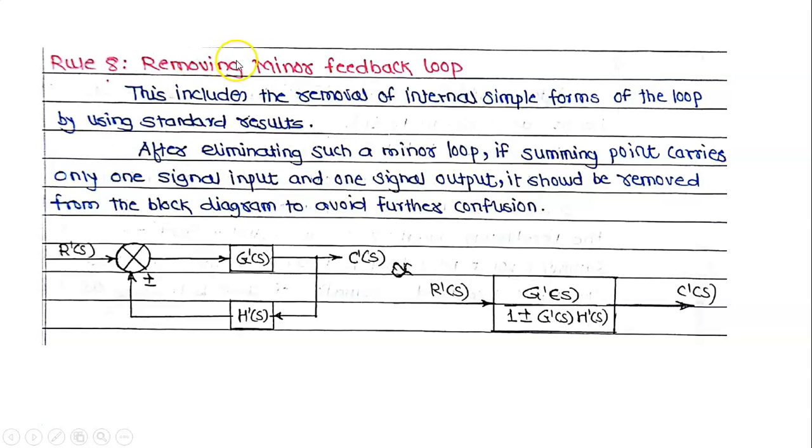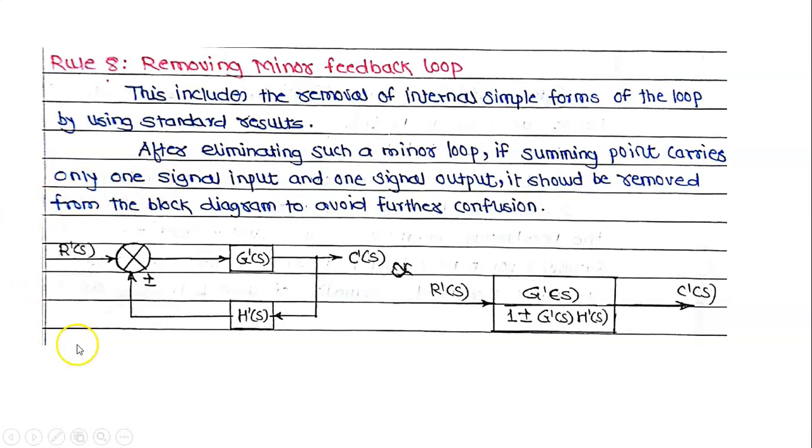Rule number 8, removing minor feedback loop. This includes the removal of internal simple forms of the loop by using standard results. After eliminating such a minor loop, if the summing point carries only one signal input and one signal output, it should be removed from the block diagram to avoid further confusion.